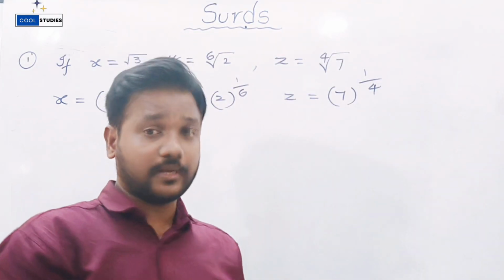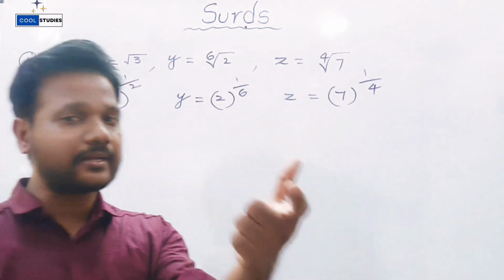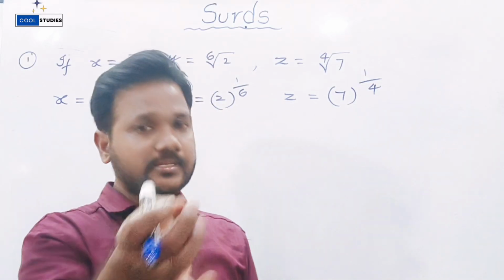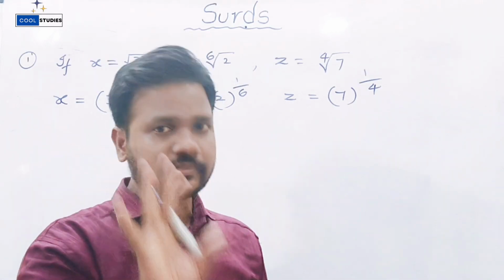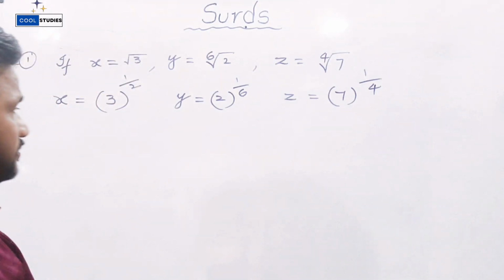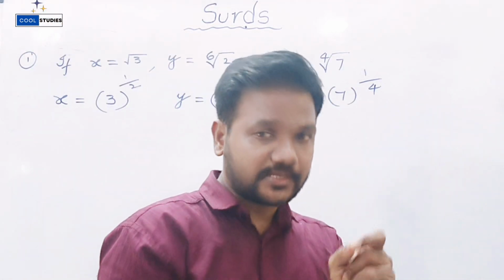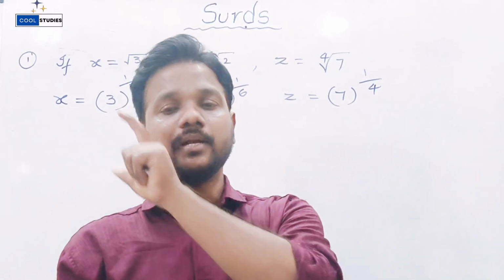How to make the orders the same? Let us take the LCM. We can take the LCM and make their orders the same. So what is the LCM of 2, 6, 4? LCM means least common multiple.